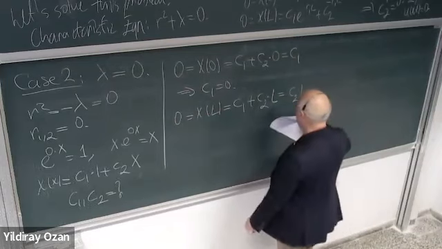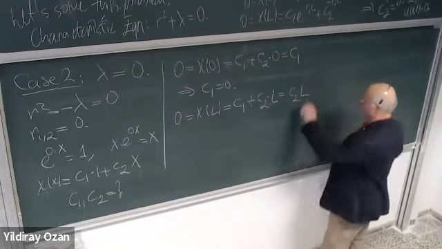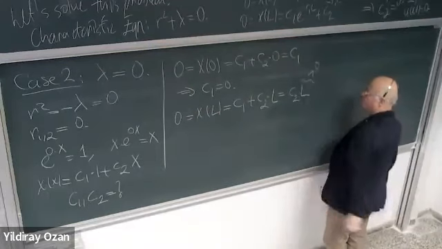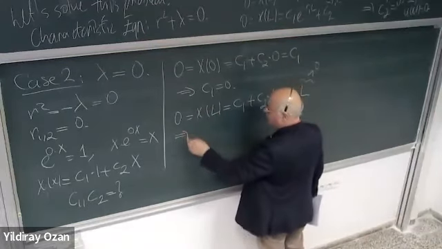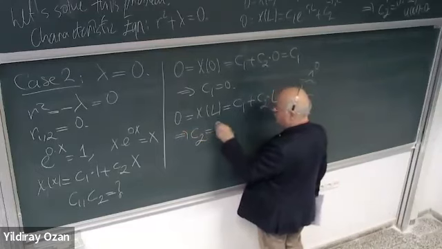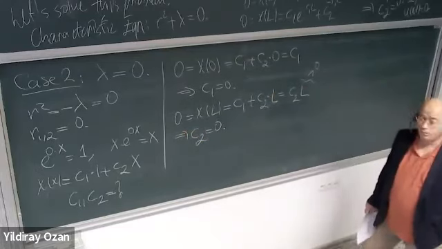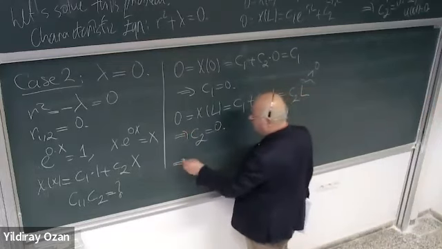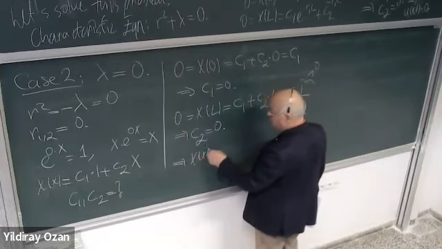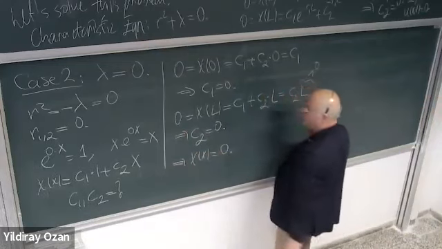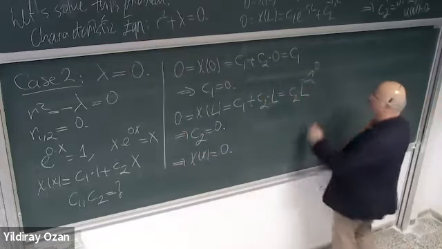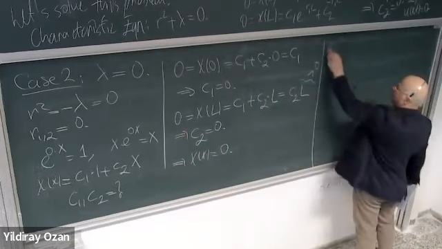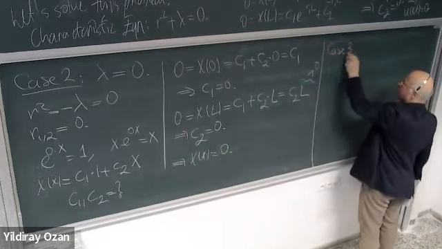L is, of course, the length of the interval. So this is a positive number. Therefore, we get, again, C2 equals 0. So both coefficients are 0. Therefore, again, X of x is just the 0 solution. So this doesn't give us anything interesting either. So we keep the interesting case to the last.